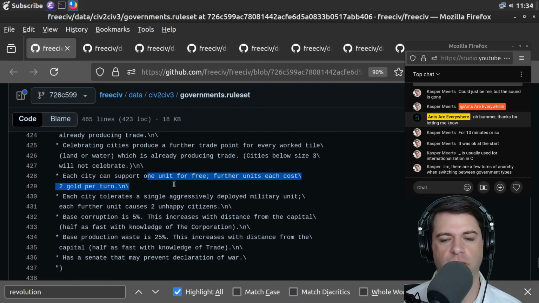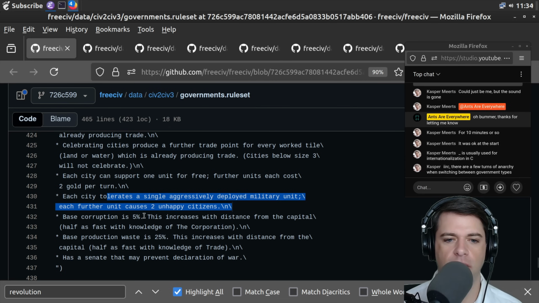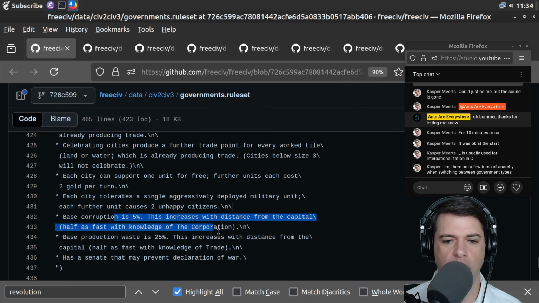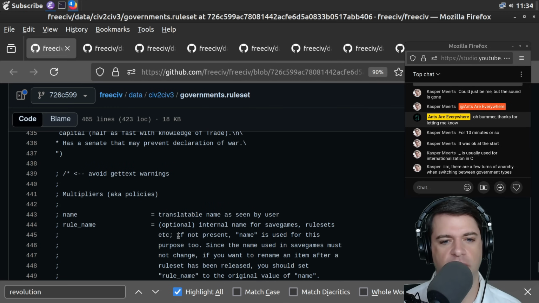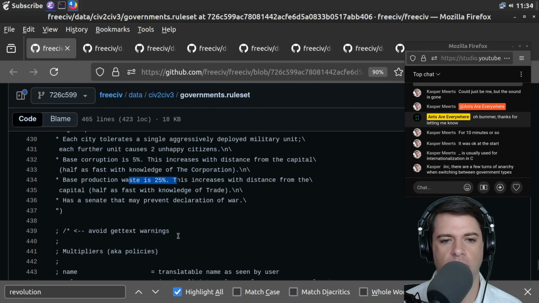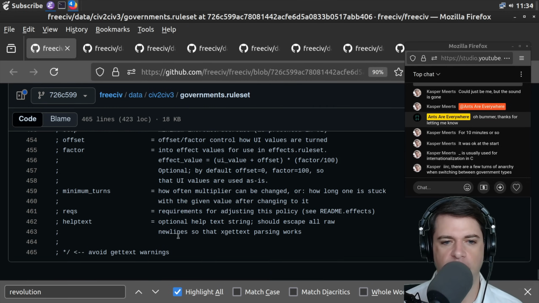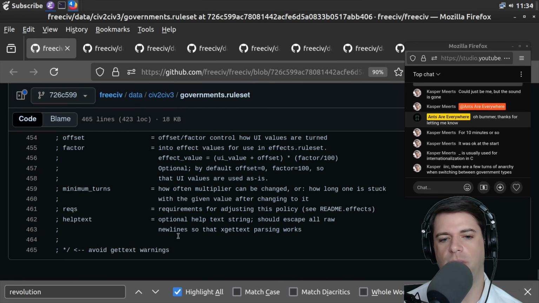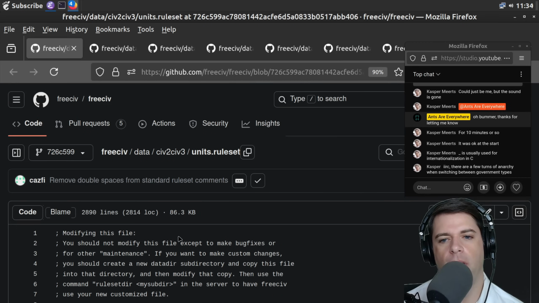They support 1 unit for free. Each city tolerates a single aggressively deployed military unit. Base corruption is 5%. That's the lowest I think we've seen. And production waste is 25%, which is relatively higher than some of the other ones we've seen. And then we have multipliers, aka policies, which is, I'm not sure what that is, but that's the end of the file. Okay, that's interesting.